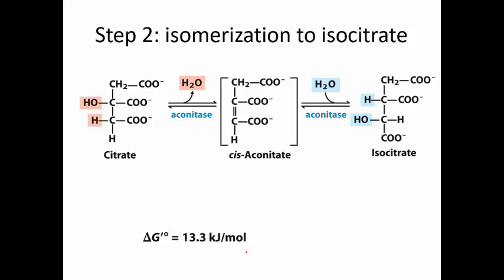This has a positive delta G, so we know that when that happens, this means that this is probably a reversible reaction and that we keep the concentration of isocitrate lower so that the Q will be less than 1, and that can pull this delta G into the favorable range.